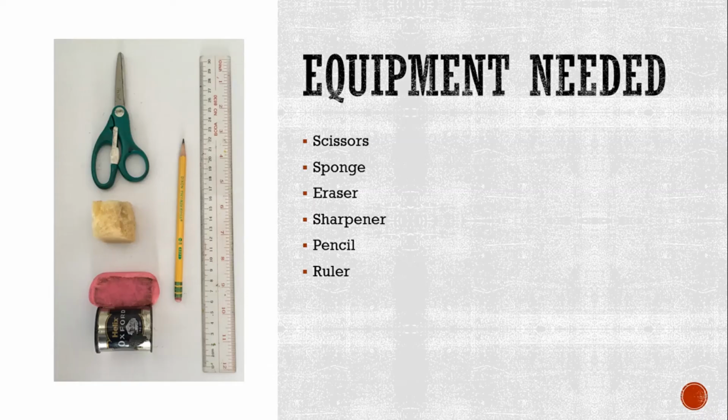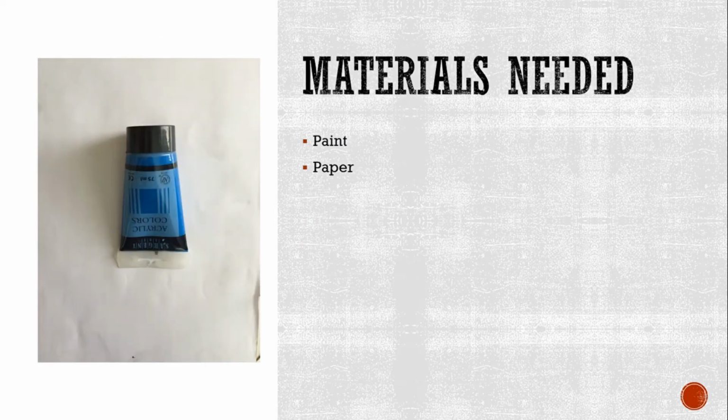Alright? So some equipment that you will need for this exercise at home are your scissors, your sponge, your eraser, your pencil, your sharpener, your ruler. Alright, these are all items we should have in light of our circumstances. So the materials you will need are paint and paper, your regular cartridge paper, and you can use your acrylic paint, your poster paint, or ink if you have any at home.